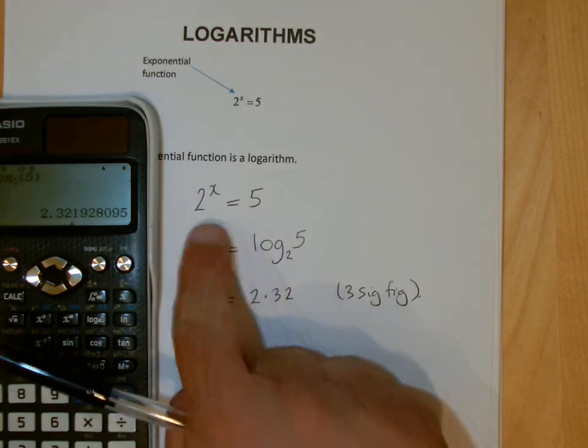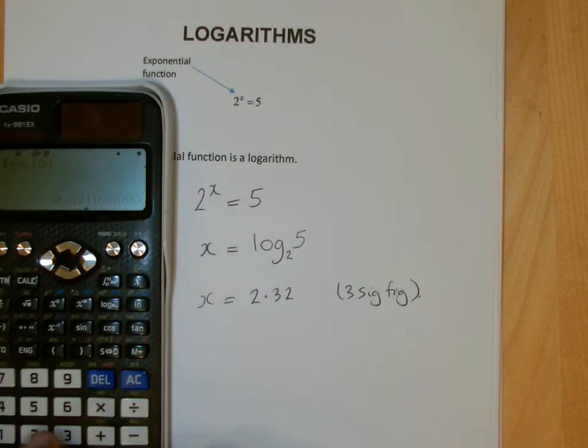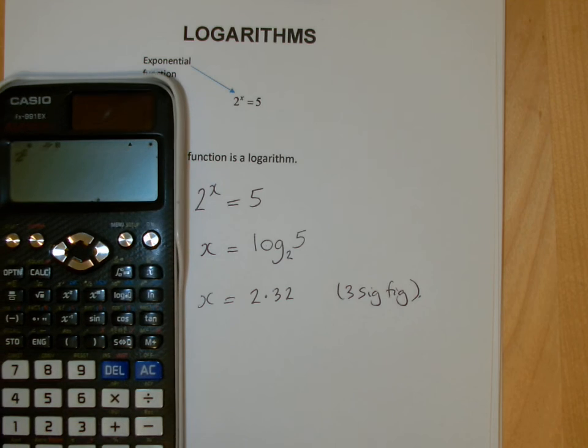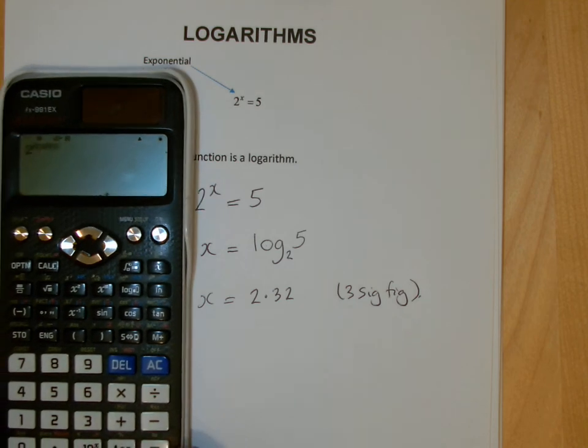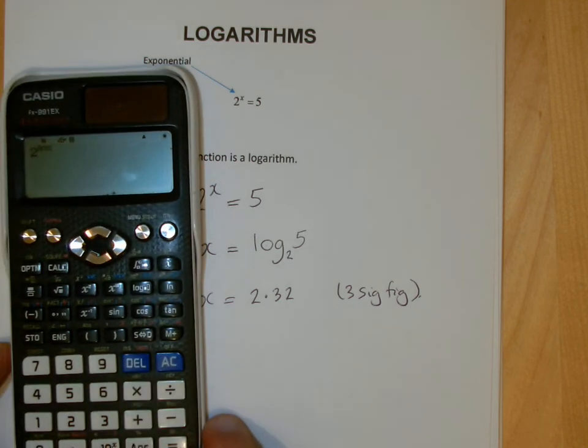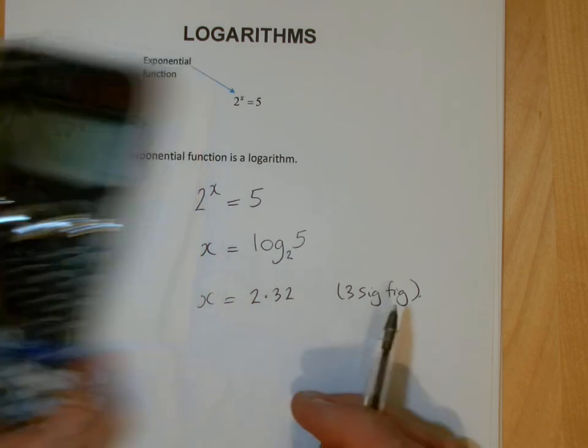I can always check, can't I? I can go back here and say, 2 to that power, so if I put in the answer, it has come out twice, so if I press 2 to the power answer, it comes out with 5. So it does actually work.